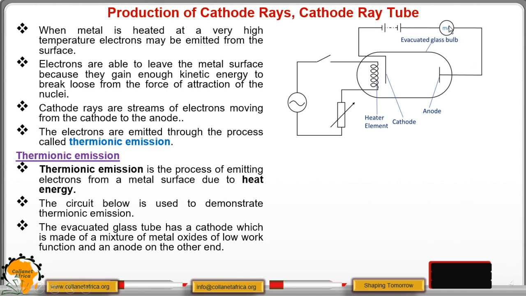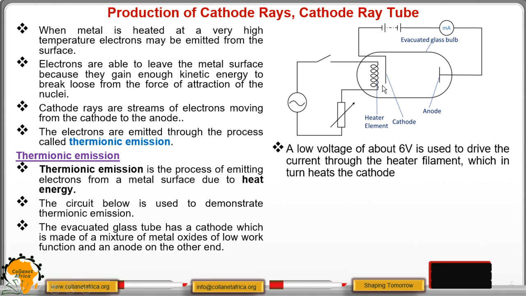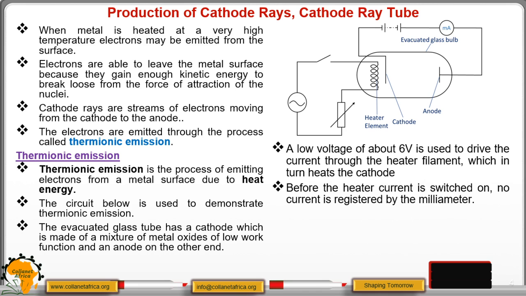As you can see, the anode is connected to the positive terminal. Then we have the milliammeter here. This will help us to observe whether there is current flowing. As you can see again, the cathode is connected to the negative terminal. From here we have the heater filament that is connected to another source of heat. The work of this heater filament is to heat the cathode, and when the cathode is heated, it releases electrons. A low voltage of about 6 volts is connected to the heater filament, and this heats the cathode. When the cathode is heated, we have electrons being released here.